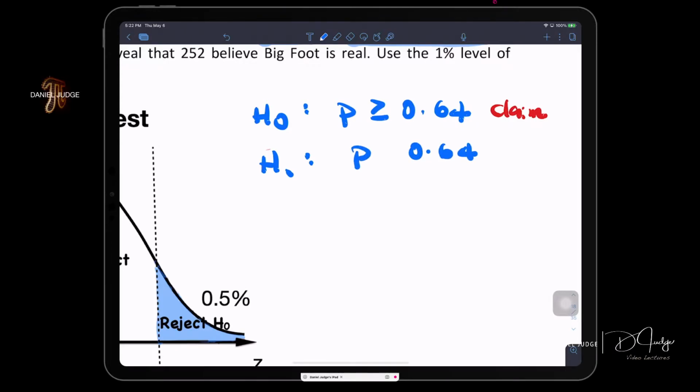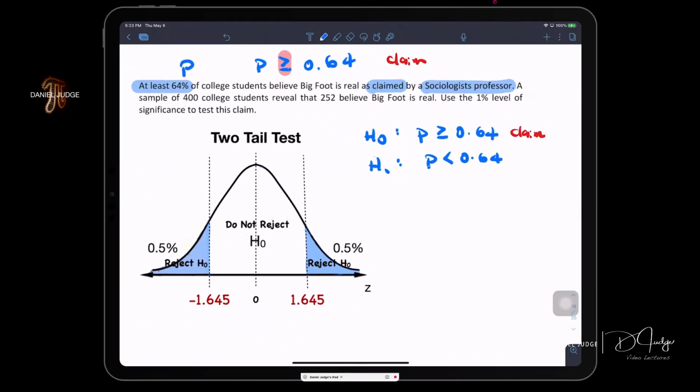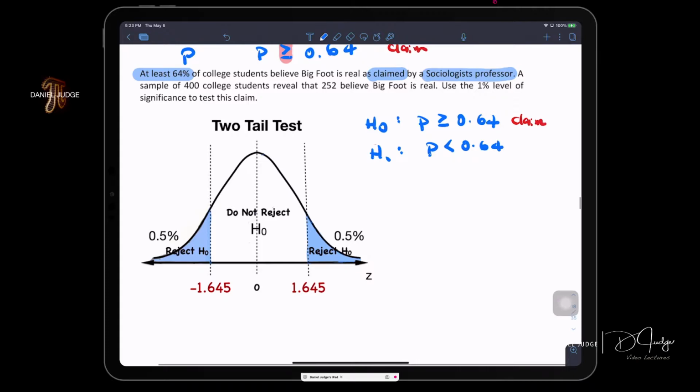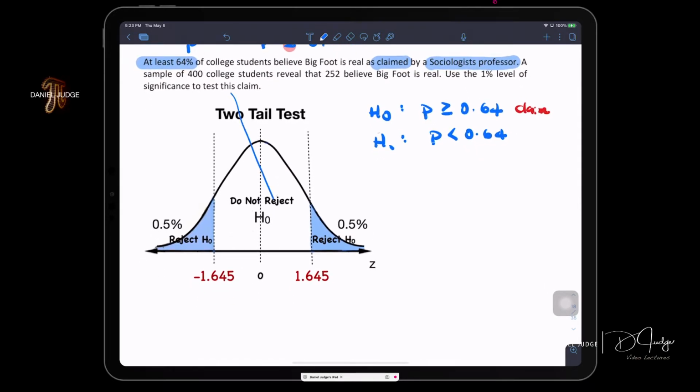So the logical opposite of greater than or equal is less than. Okay? What's opposite? Greater than or equal means it's larger or the same as. The logical opposite is less than. So, you might say, Mr. Judge, if it says at least, let's take a look. This is not, ladies and gentlemen, a two-tailed test. So let me show you guys this. Be careful.